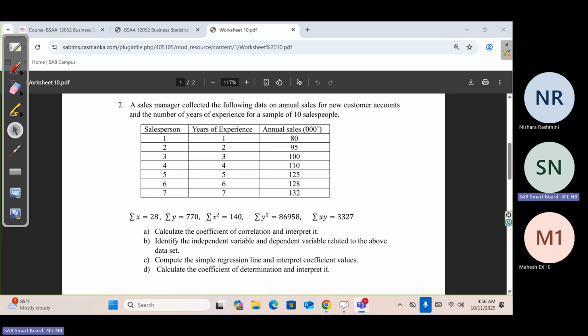Okay, then 0.82 plus 2, how do we interpret it? Years of experience is increased by 1 year. Sales is increased by 0.82, 8,820. You put the values in thousands of rupees. Okay. Number of years of experience is increased by 1 year, sales revenue is increased by 8,820.